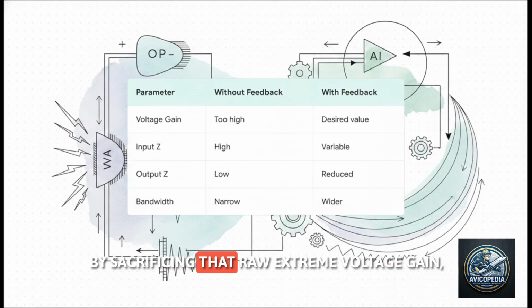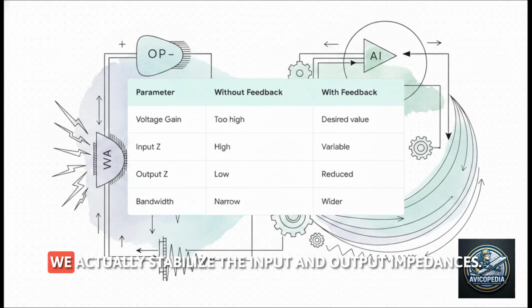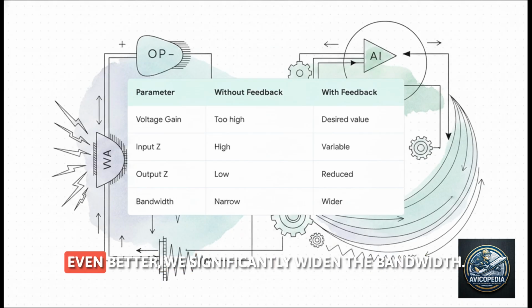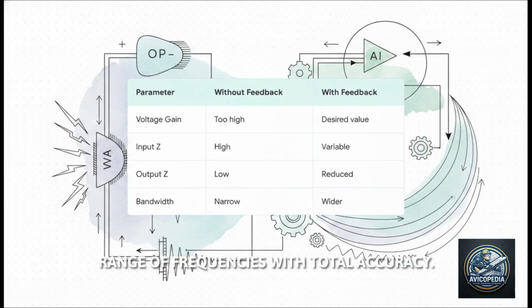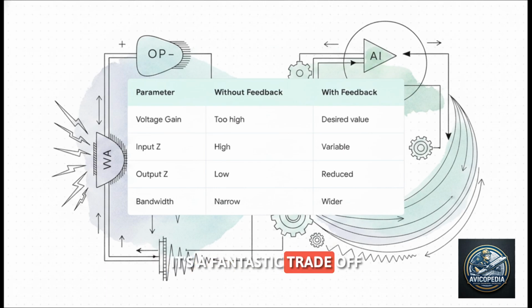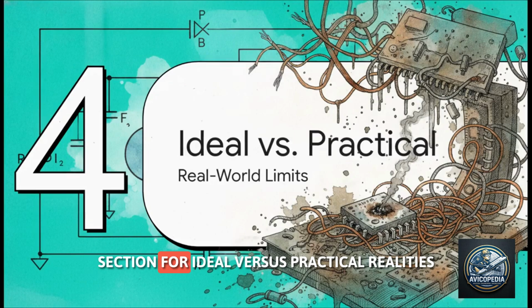By sacrificing that raw, extreme voltage gain, we actually stabilize the input and output impedances. Even better, we significantly widen the bandwidth. That means the amplifier can handle a much, much wider range of frequencies with total accuracy. It's a fantastic trade-off. Section 4, ideal versus practical realities.